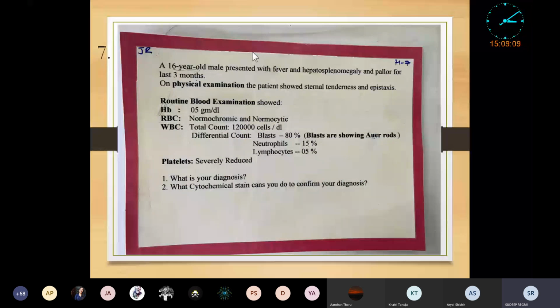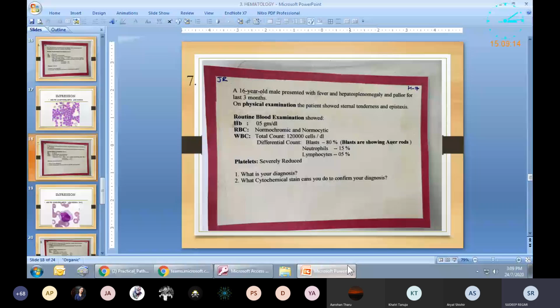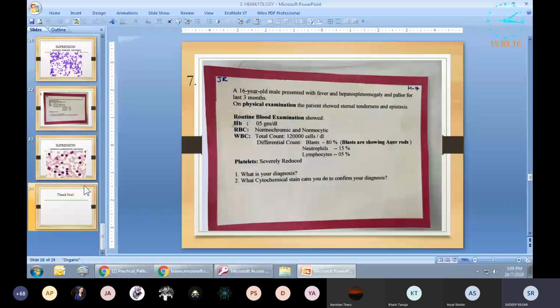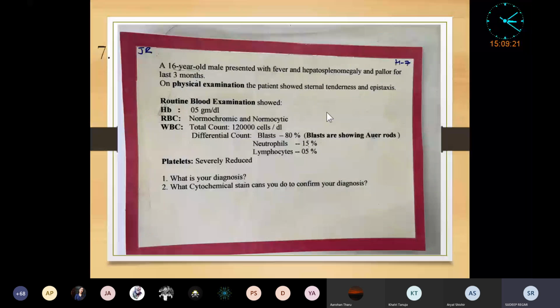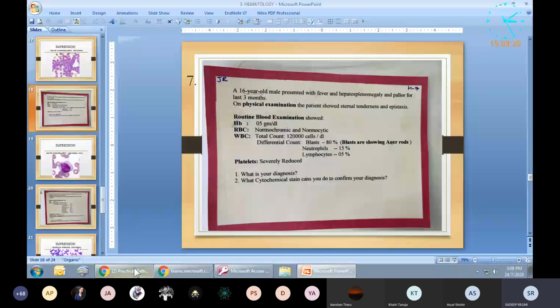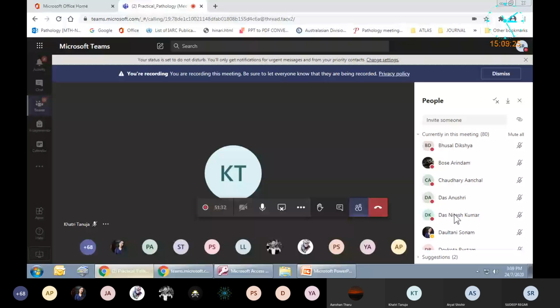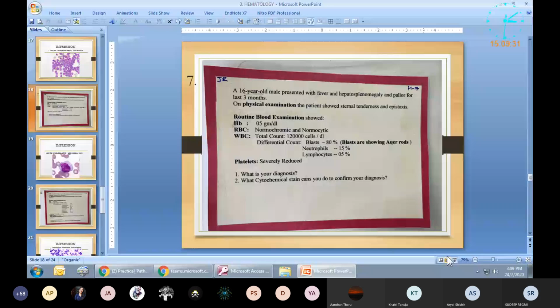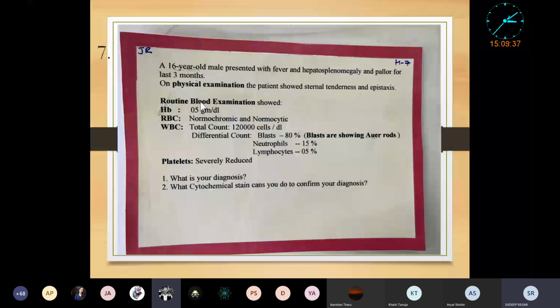Okay, one of you please read this, go through this fast. We'll have to finish hematology today. Okay, Sabal Pandey. Can you please go through this? A 16-year-old male presented with fever and hepatosplenomegaly and pallor for last 3 months. On physical examination, the patient showed sternal tenderness and epistaxis.